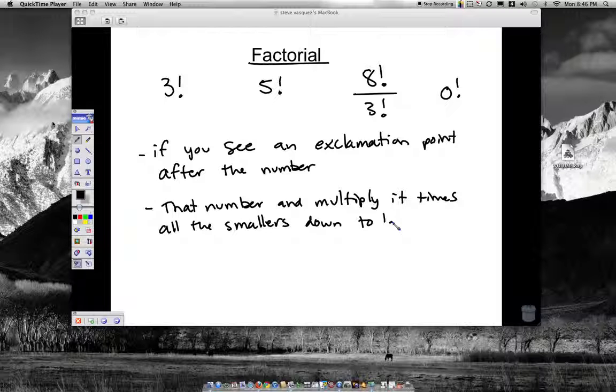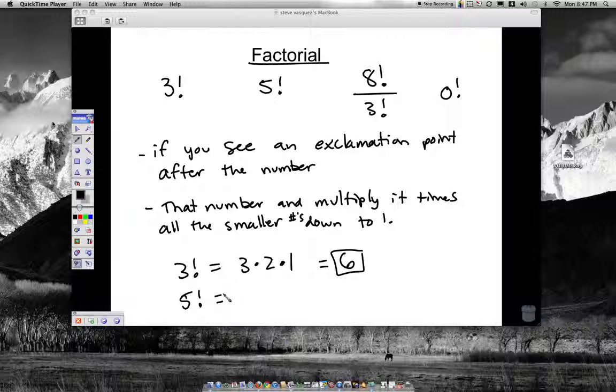If I take a look at the basic, easiest one on this list, I could take 3 factorial and rewrite it as 3 times 2 times 1, because 3 factorial means take that number 3, multiply it times all the smaller numbers down to 1. The smaller number than 3 is 2, smaller than 2 is 1, and then my final answer is 3 times 2 times 1, which is 6. So 3 factorial is 6.